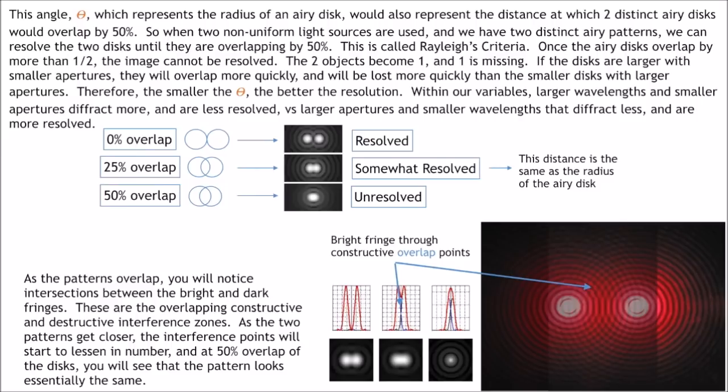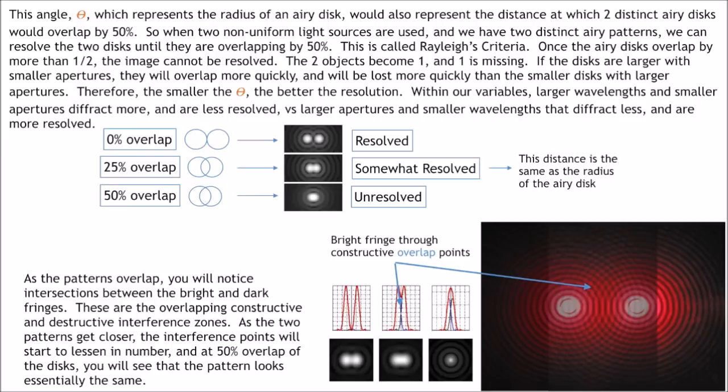If the discs are larger with smaller apertures, they will overlap more quickly and will be lost more quickly than the smaller discs with larger apertures. So therefore, the smaller the angle, or the smaller theta, the better the resolution. You can pinpoint them as two distinct units for longer. So within our variables, larger wavelengths and smaller apertures diffract more and are less resolved versus larger apertures and smaller wavelengths that diffract less and are more resolved.